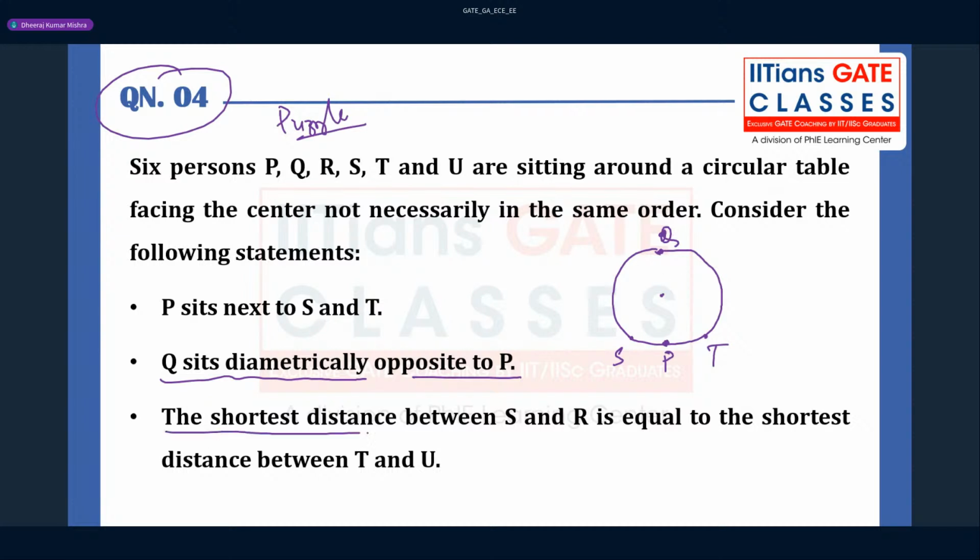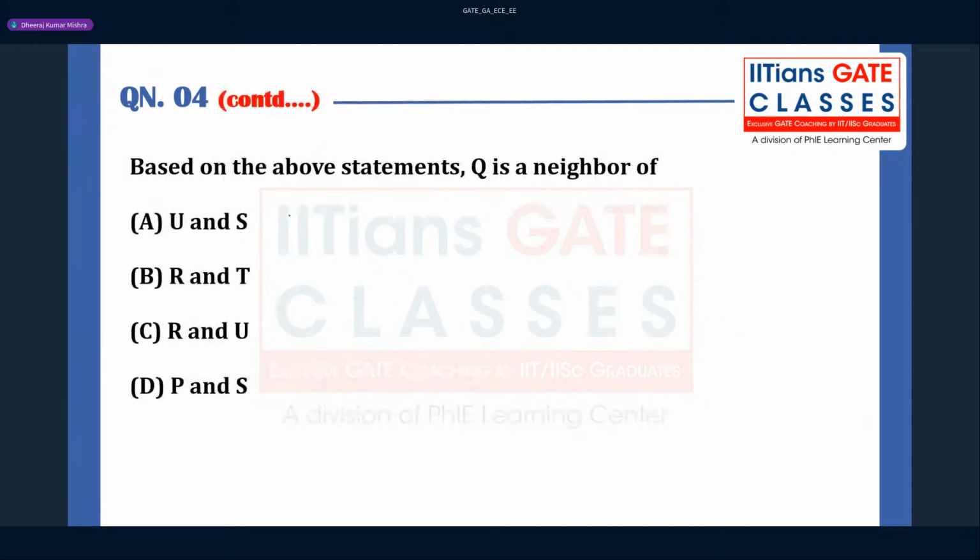The shortest distance between S and R is equal to the shortest distance between T and U. So you can say that suppose this is the R distance, so there should be Q. Understood? So this distance should be the same, the shortest distance. It means that R is sitting next to S and U is sitting next to T. So all these statements we have considered on the diagram. Let us see what question they are asking.